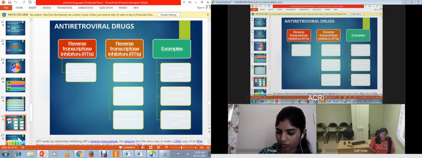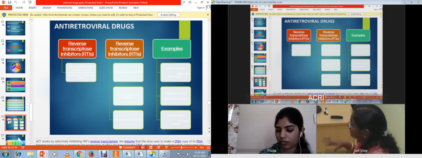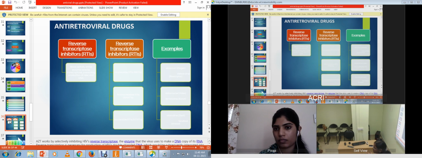Complementary DNA enters into the host cell and integrates with the host cell genetic material, and thereby it stays inside the infected cell for a longer duration, and thereby it is very difficult to eradicate. Yes or no? Once it stays there for a longer duration, it becomes a task to eradicate the virus. That is your reverse transcriptase enzyme. So, our drugs are reverse transcriptase inhibitors.